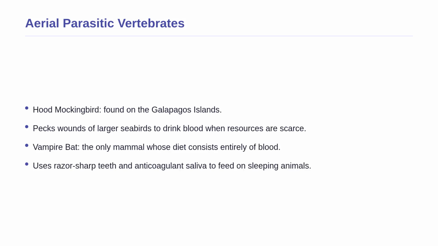Moving from the water to the air, let us examine two fascinating flying examples. On the Galapagos Islands, the hood mockingbird has evolved a very dark survival strategy. When fresh water and food are scarce, it pecks at the existing wounds of larger seabirds to drink their blood. Then we have the most famous example, the vampire bat. It is the only mammal in the world whose diet consists entirely of blood. It sneaks up on sleeping mammals or birds using razor-sharp teeth to make a tiny cut and anticoagulant saliva to keep the blood flowing while it feeds.